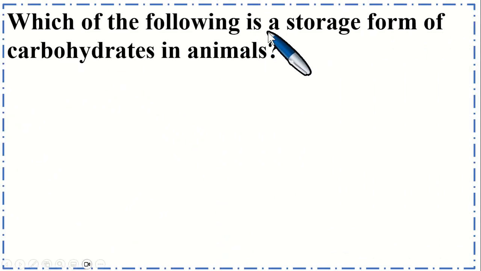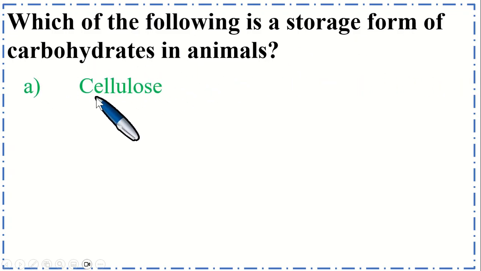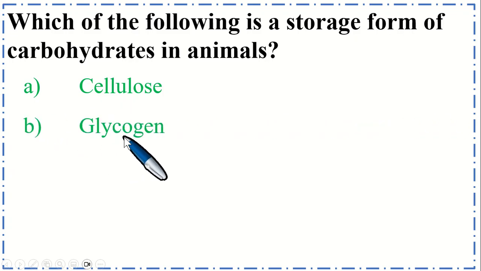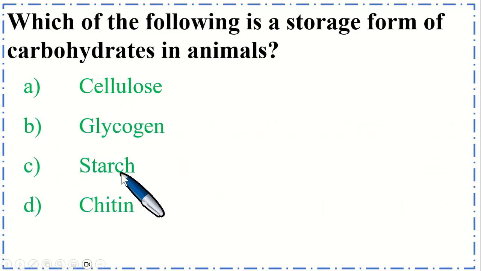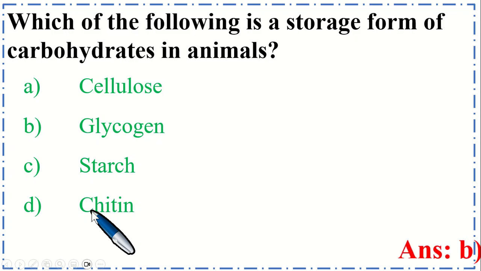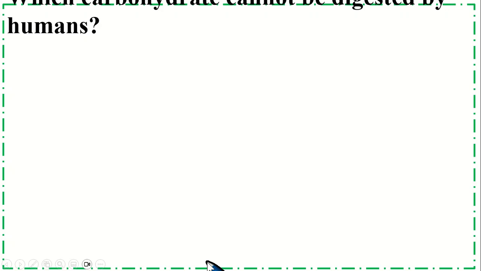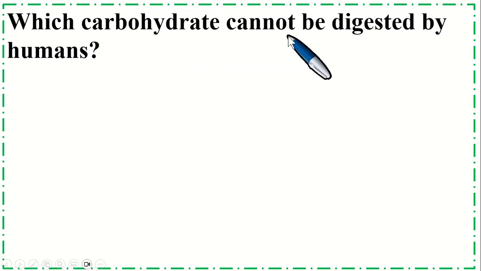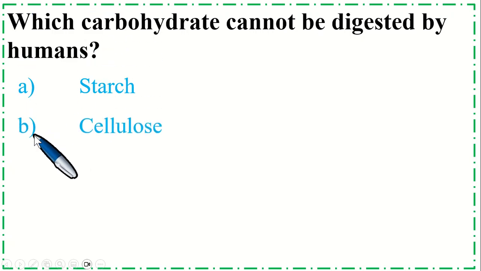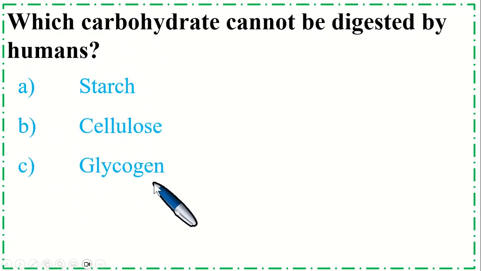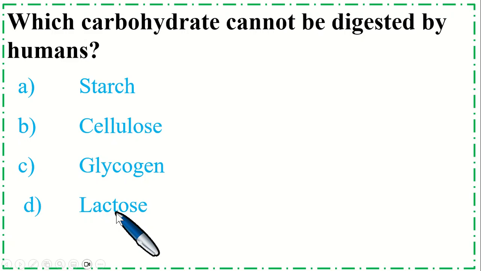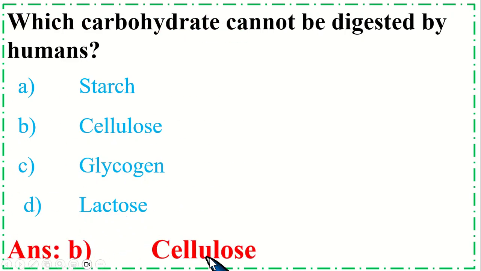Which of the following is a storage form of carbohydrates in animals? Option A cellulose, option B glycogen, C starch and option D chitin. So the correct option is B glycogen. Which carbohydrate cannot be digested by humans? Option A starch, B cellulose, C glycogen and option D lactose. So the correct option is B cellulose.